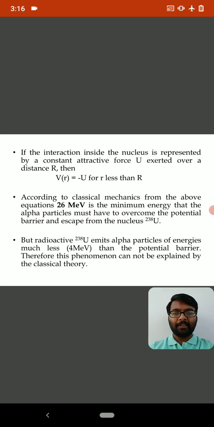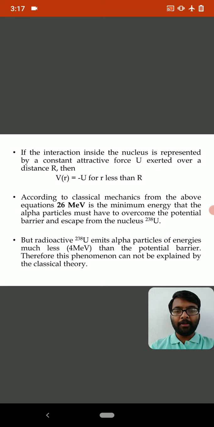So if the interaction inside the nucleus is represented by a constant attractive force U exerted over a distance r, then the height of the potential barrier, or potential energy V of r, is equal to minus U, where U is the attractive force, that is the strong nuclear force, the interaction between protons and neutrons. So from the above equations, it is clear that the minimum amount of energy required is about 26 mega electron volt.